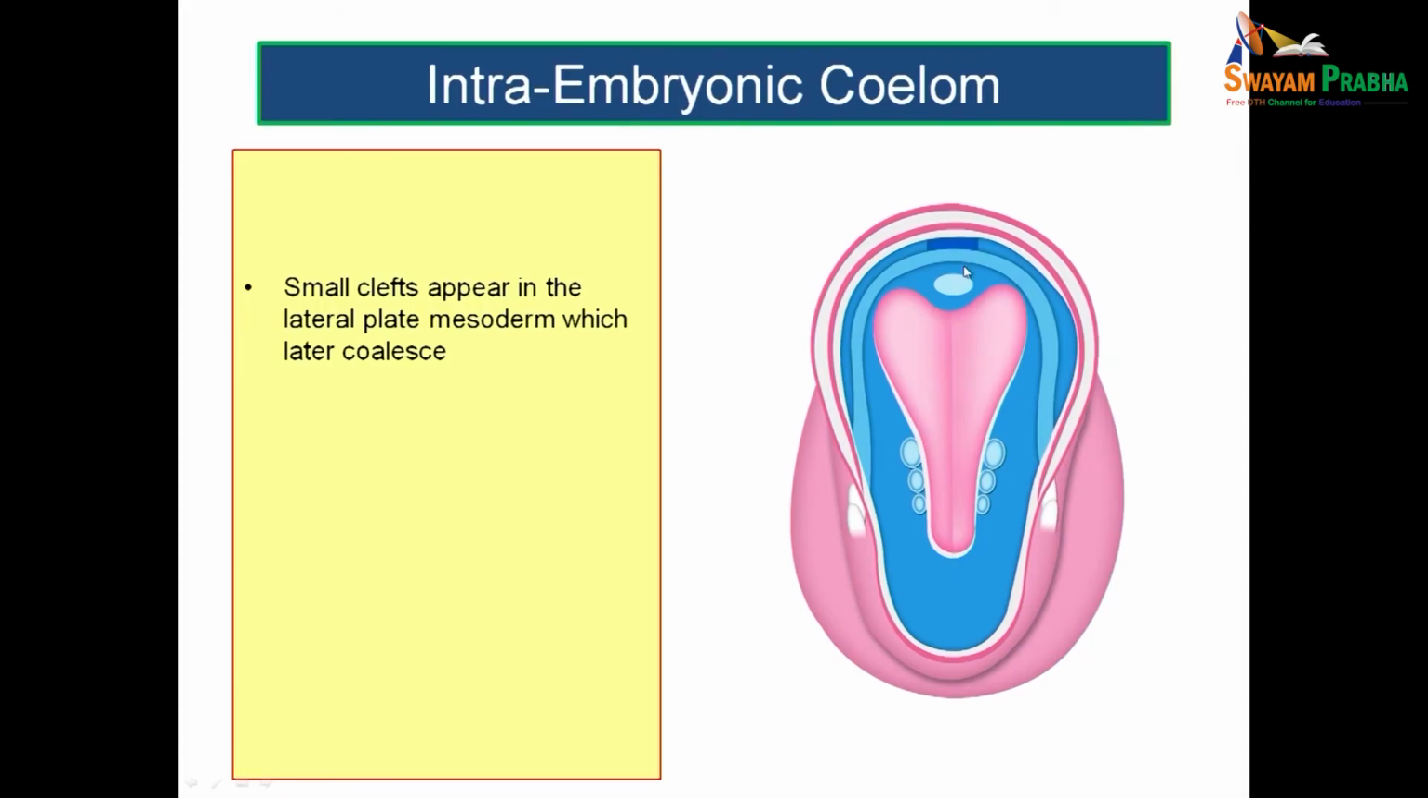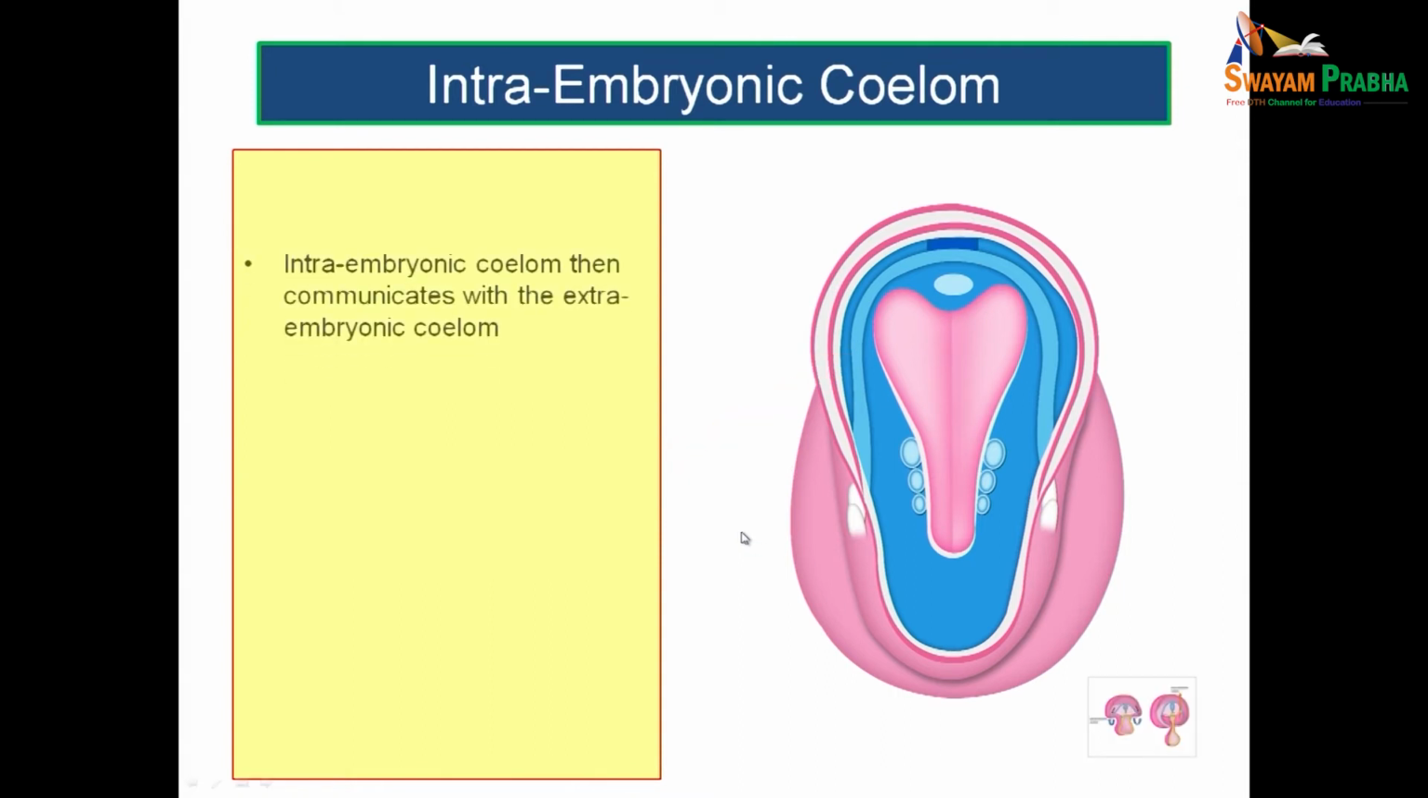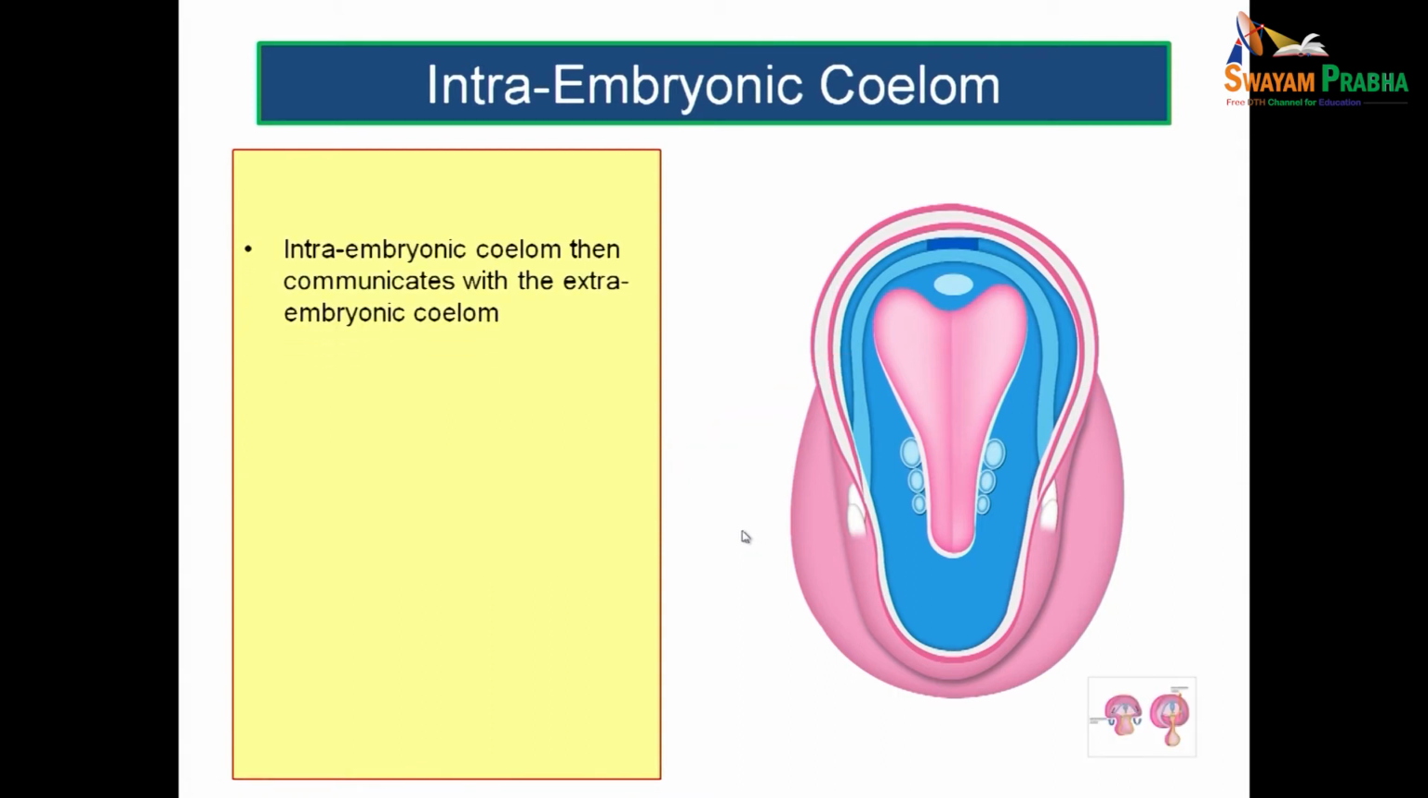So, initially in the lateral plate mesoderm, you will be finding very small clefts, and in the later period they will coalesce to form a single cavity. That single cavity is an inverted, again U-shaped cavity, a large U-shaped cavity which is seen within the lateral plate mesoderm. This U-shaped cavity, you can see it here, is known as the intraembryonic coelom. Now, what is the fate of the intraembryonic coelom?